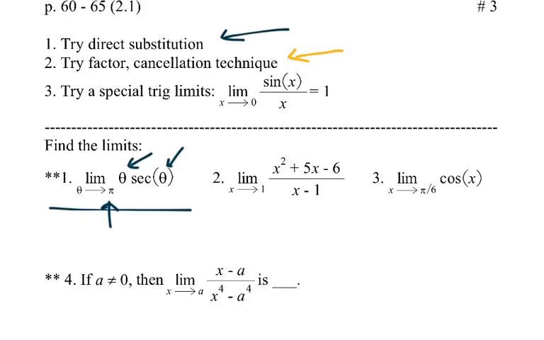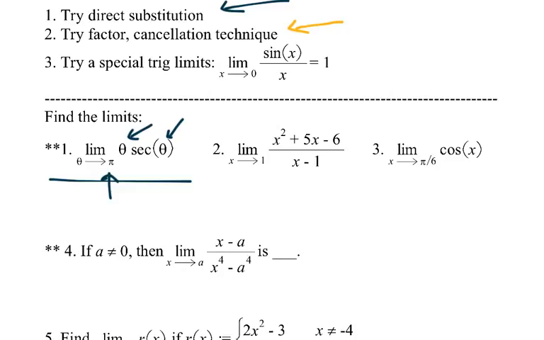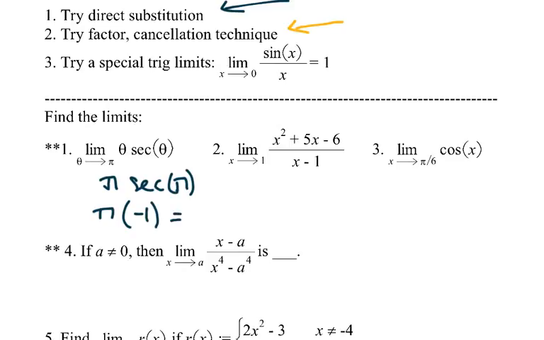Let's run through some examples. So first, as I said, we're going to try direct substitution on this first one. That's just going to give us pi secant of pi. Now secant of pi is the reciprocal of cosine of pi, and cosine of pi is -1. The reciprocal of -1 is still -1, so we have pi times -1, which equals -pi. So that's the answer to the first one.